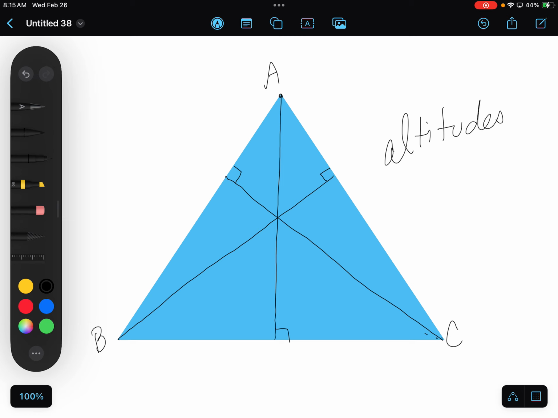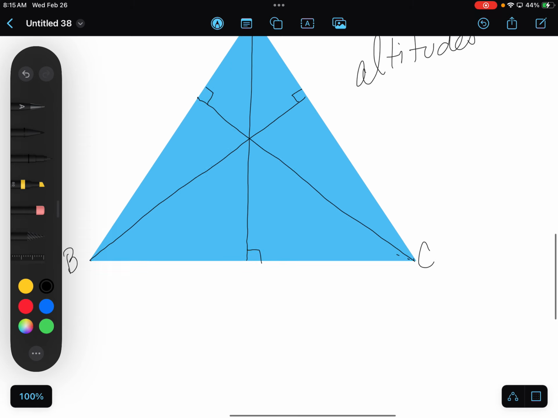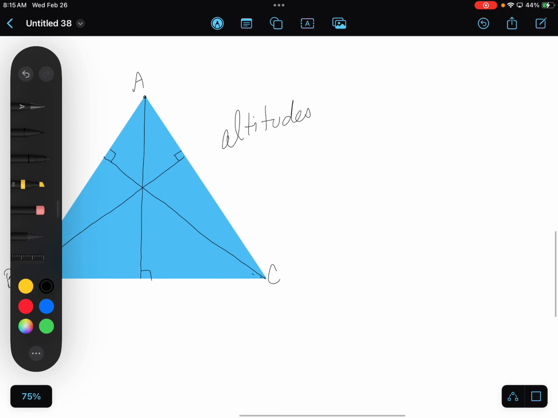And in your notes packet, that's the next thing that we have. It says an altitude of a triangle is the perpendicular segment from a vertex to the opposite side or to a line that contains the opposite side. And here's what they mean by that part. This one here is an acute triangle, so all the altitudes intersect on the inside. Not necessarily true if we have other shapes.